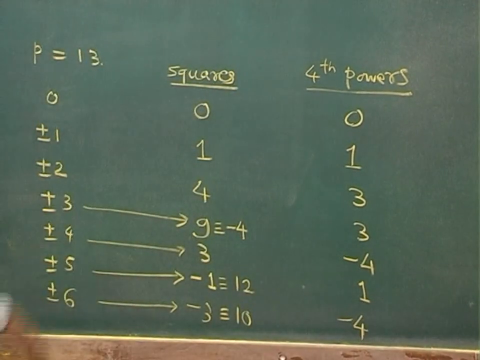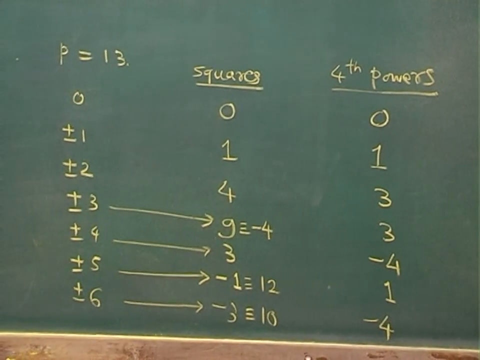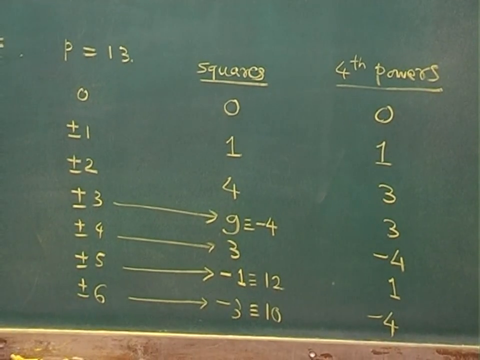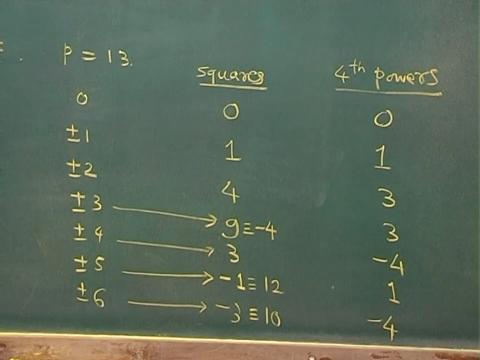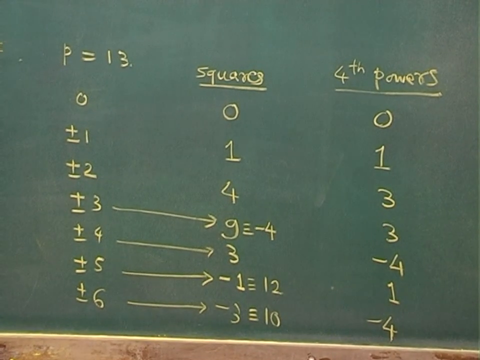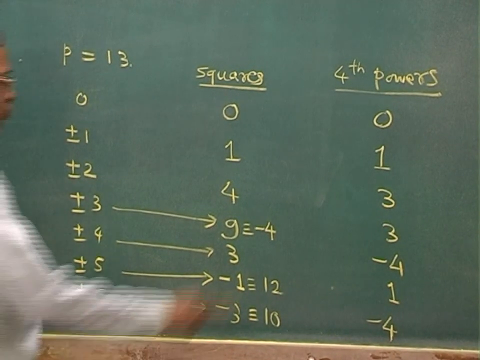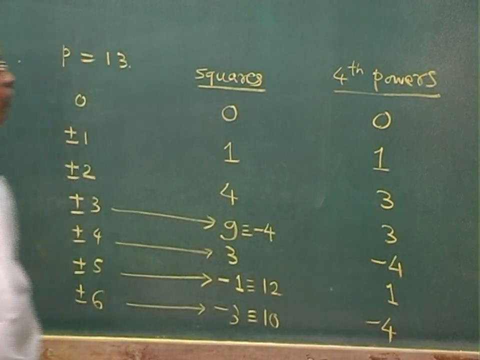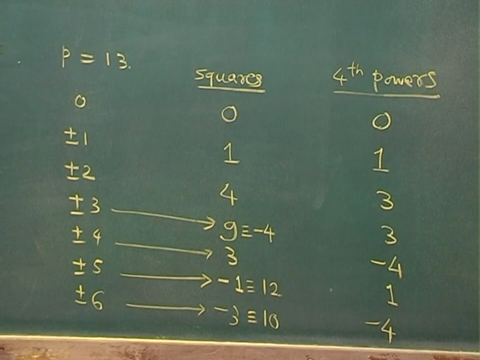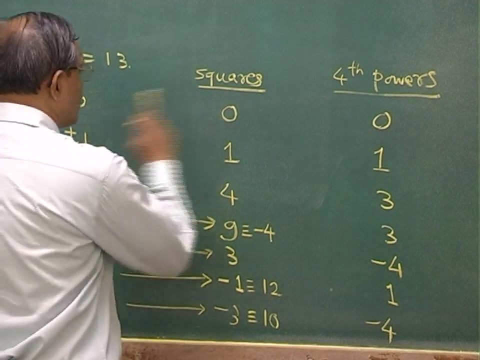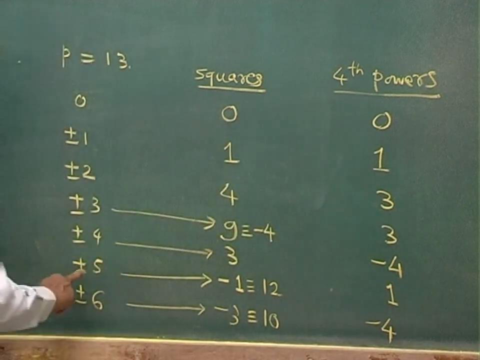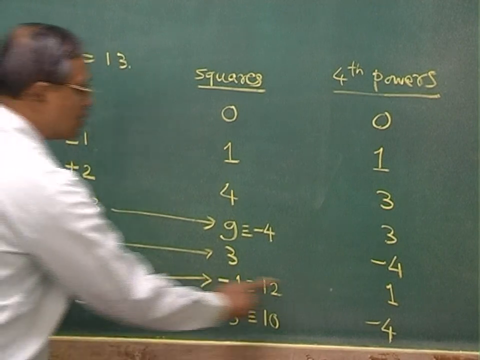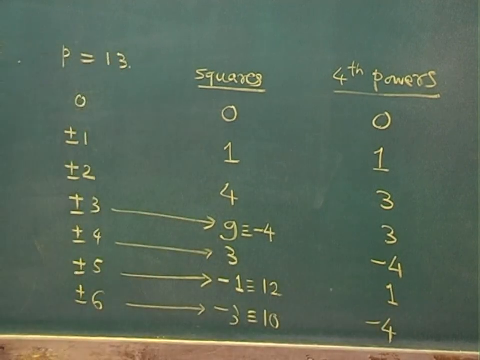Here you will see that the set of squares and the set of fourth powers are not the same. The set of squares is a proper subset of the set of fourth powers. So 1 is a fourth power, 3 is a fourth power, minus 4 is a fourth power, modulo 13. How many fourth roots are there for 1? Plus minus 1 raised to 4 equals 1, plus minus 5 raised to 4 equals 1.